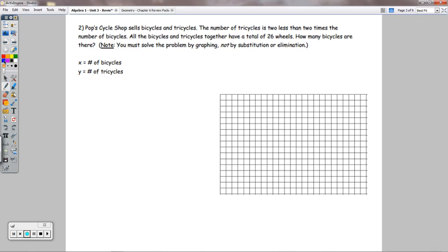So we do have two equations here. The first equation we can take from this sentence right here: the number of tricycles is 2 less than 2 times the number of bicycles. That represents one equation, which I'll call A, and I'll put A down here. And all the bicycles and tricycles together, this other sentence, is another equation. I have a total of 26 wheels. I'm going to call this one B.